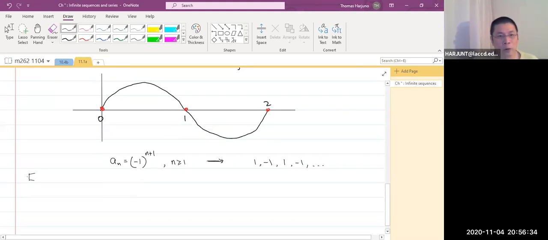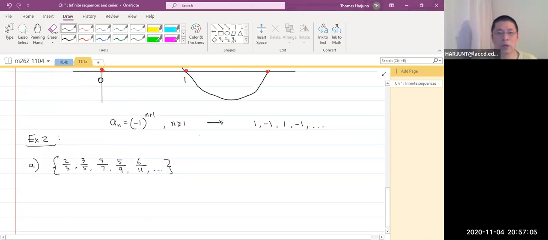Okay, let's play more. I guess this is example 2. Suppose first one, if you see this sequence, 2 over 3, and then 3 over 5, 4 over 7, 5 over 9, 6 over 11, and so on. Can you tell what is the general term for this sequence?